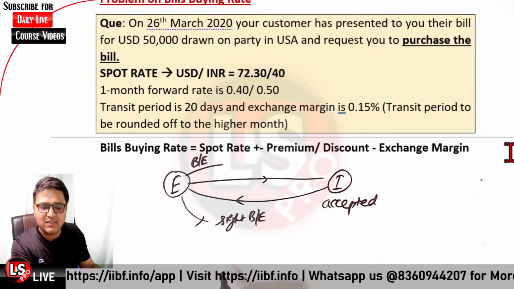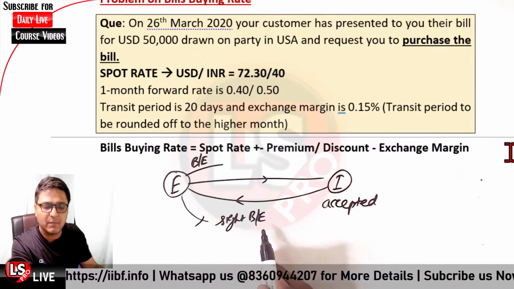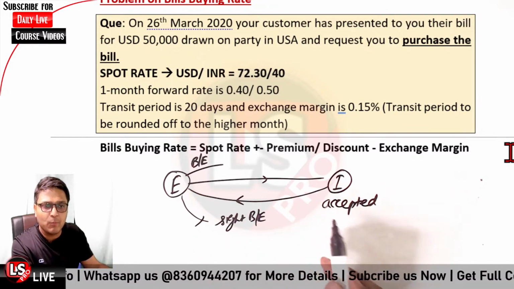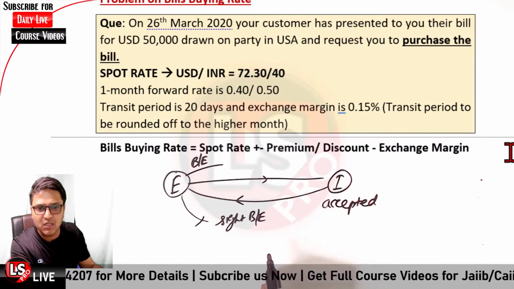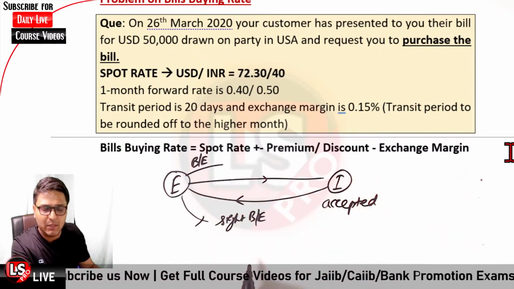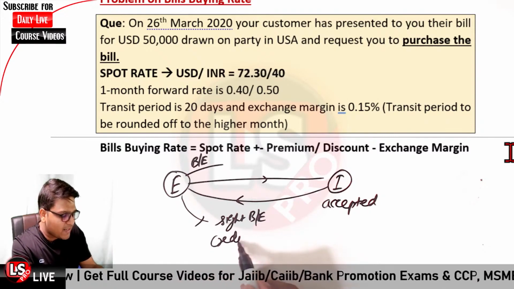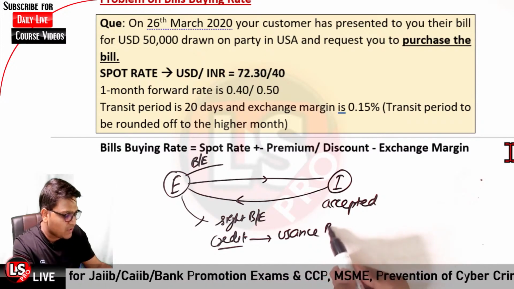But it could be the case that a fixed credit period has been given by the exporter to the importer, that the importer is to pay in 1 month or 2 months or 6 months, depending upon the agreement between the two. So if any credit period is given, then it is a usance bill of exchange.